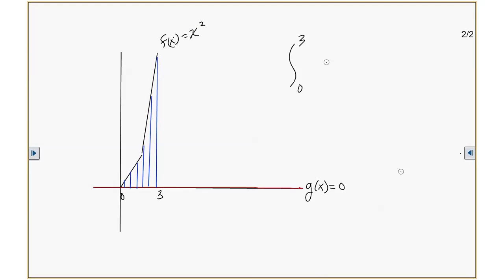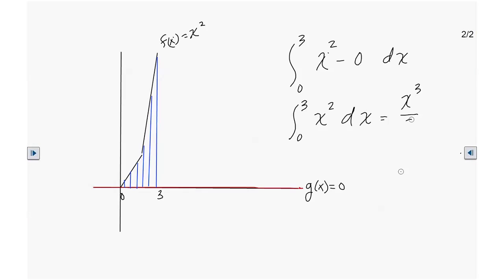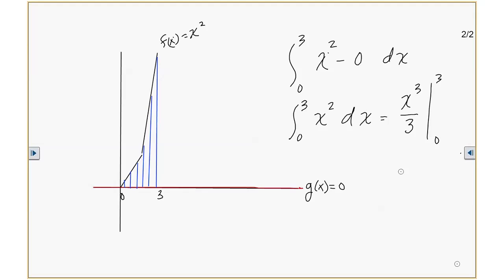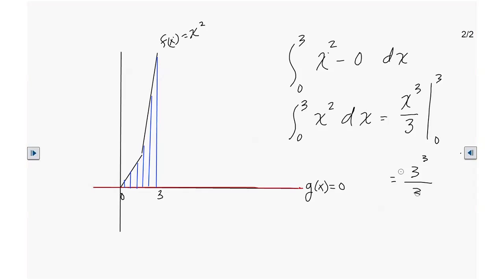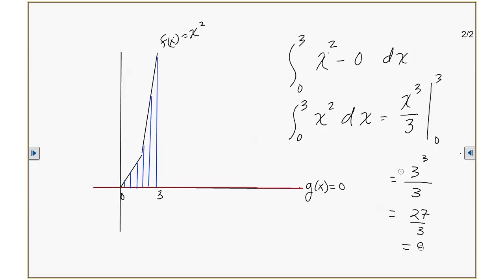Zero to 3 of x squared minus 0 dx, which is going to be 0 to 3 of x squared dx, which is going to be x to the third over 3, evaluated at 0 to 3. I'll do 0 for you. 0 comes out to be 0. And 3 is equal to 3 to the third over 3, which is equal to 27 divided by 3, which is equal to what? 9. So your area between 0 and f of x is 9 square units.